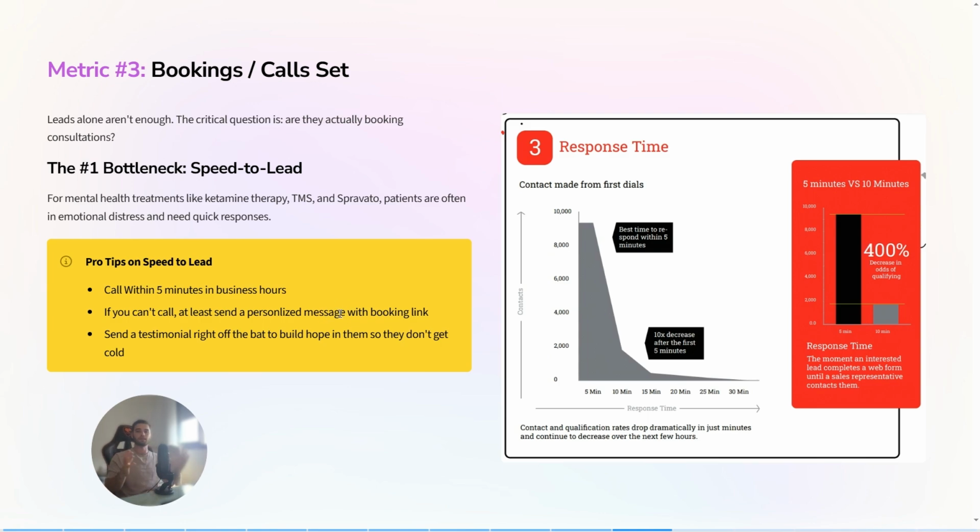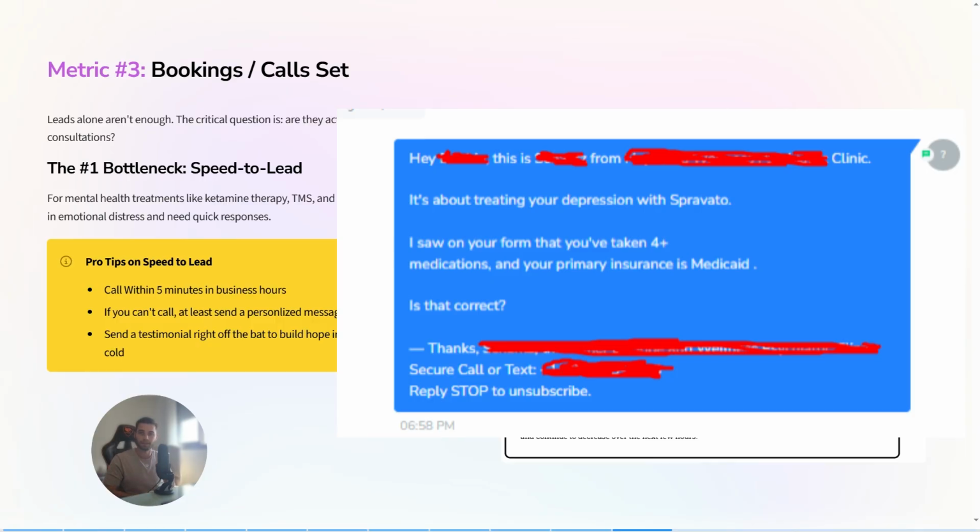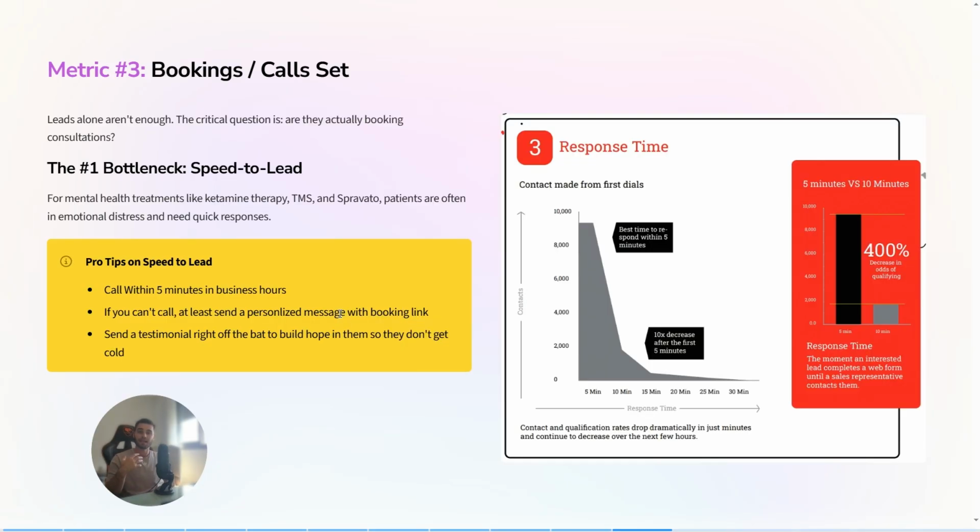Okay, and what do I mean by a personalized message? I'm going to give you an example for our clients. People, when they leave their details, we ask them how many medications they take and what their insurance is. So in the first message that we send them, the automated message, we tell them, hi, this is XYZ from clinic, and I saw that you're taking X medications and that your insurance is XYZ. And we ask them if that's correct.